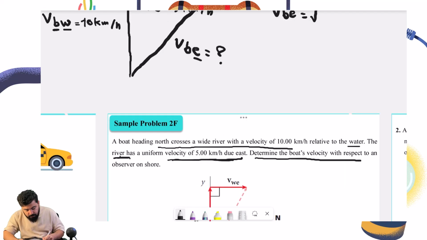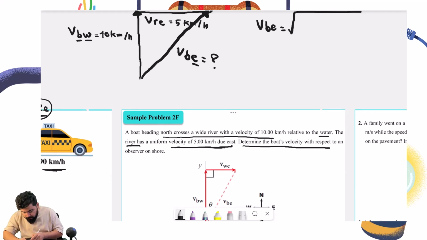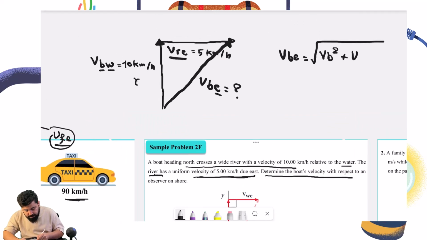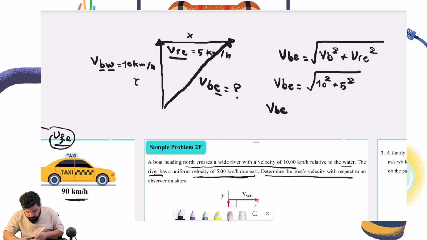It is equal to the square root of the velocity of the boat relative to the water, so VBW squared, plus the velocity of the river, because this is y and this is x. You know how we use the Pythagorean theorem. Velocity of the river relative to Earth squared. The velocity of the boat relative to an observer is equal to 10 squared plus 5 squared. The velocity of the boat relative to an observer is equal to 11.18 kilometers per hour.